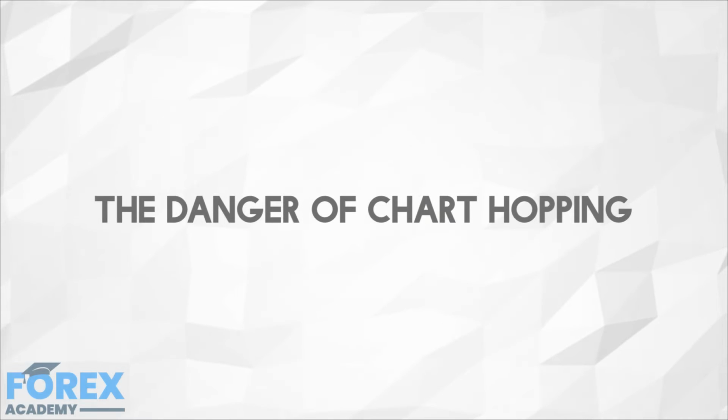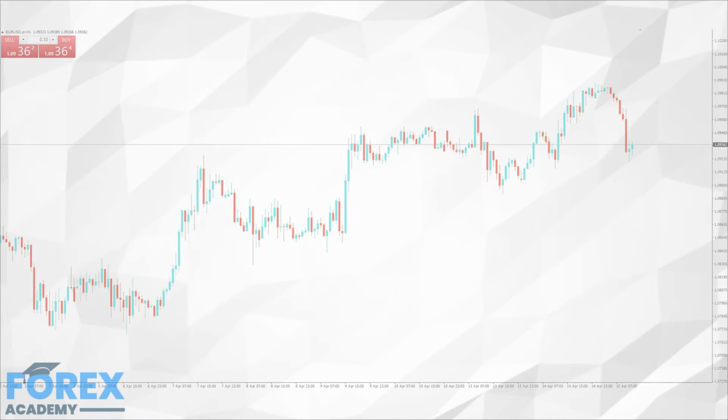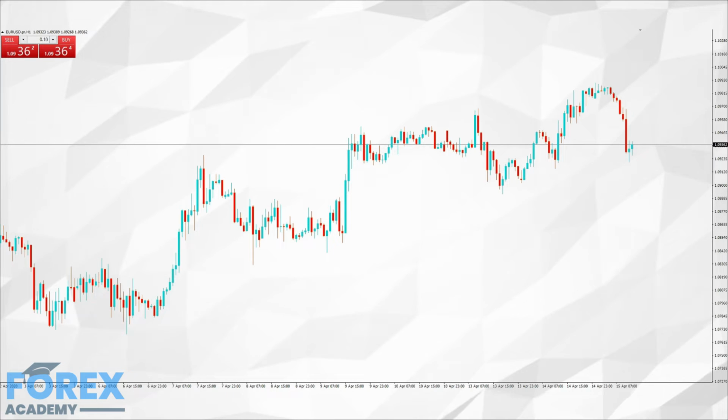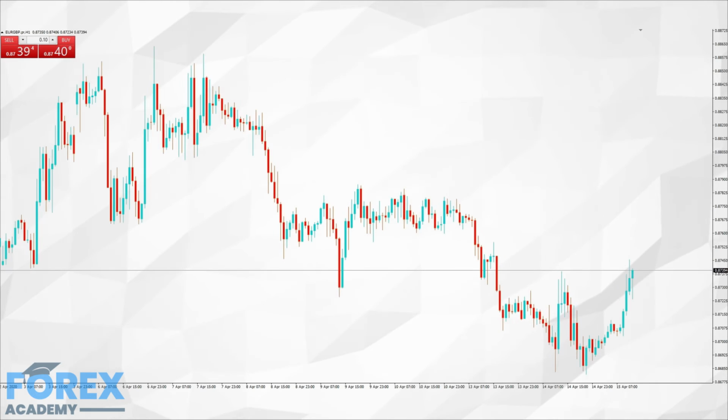In today's edition, we're going to be discussing the danger of chart hopping. One of the biggest areas where new traders fall down is chart hopping. They flip from one chart to another looking for the opportunity which will give them a chance to bag a couple of hundred pips. They do this without fully appreciating all of the dynamics involved in technical analysis.